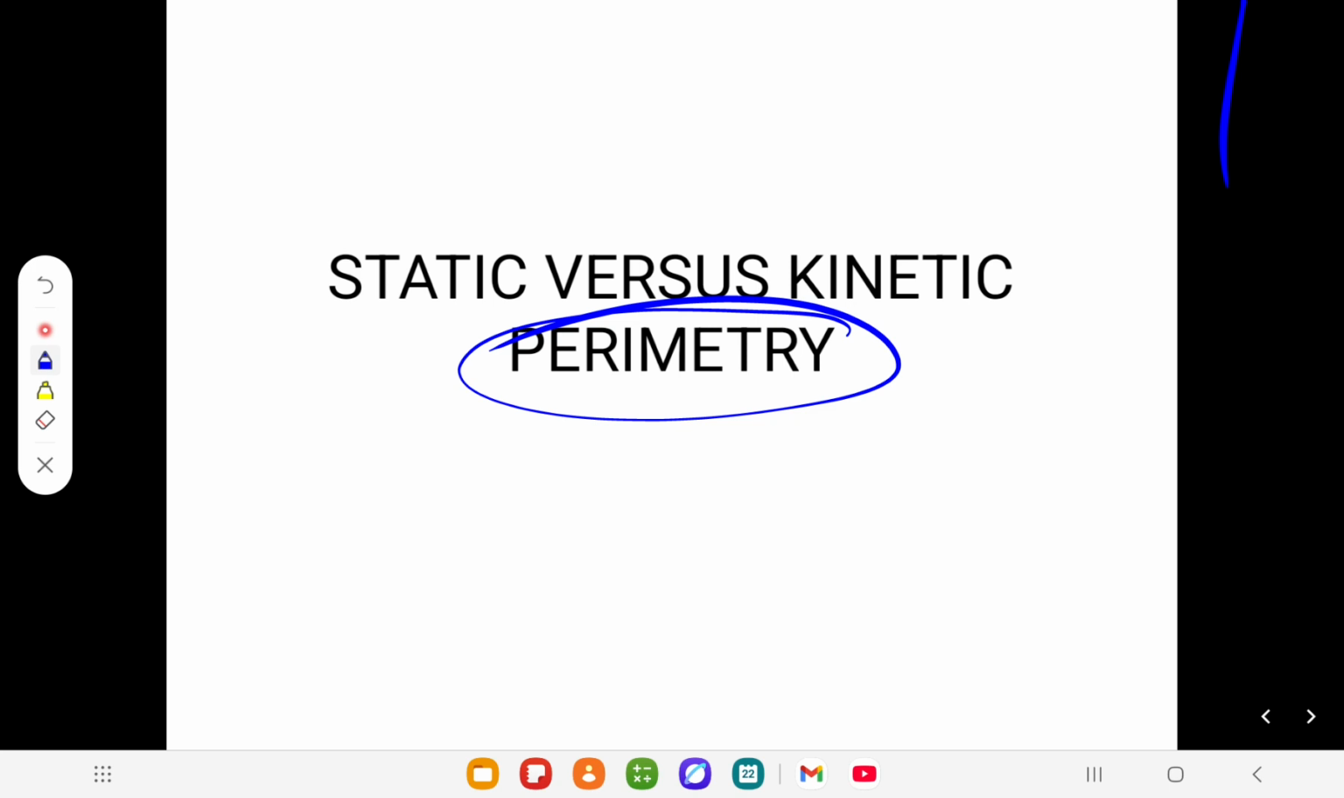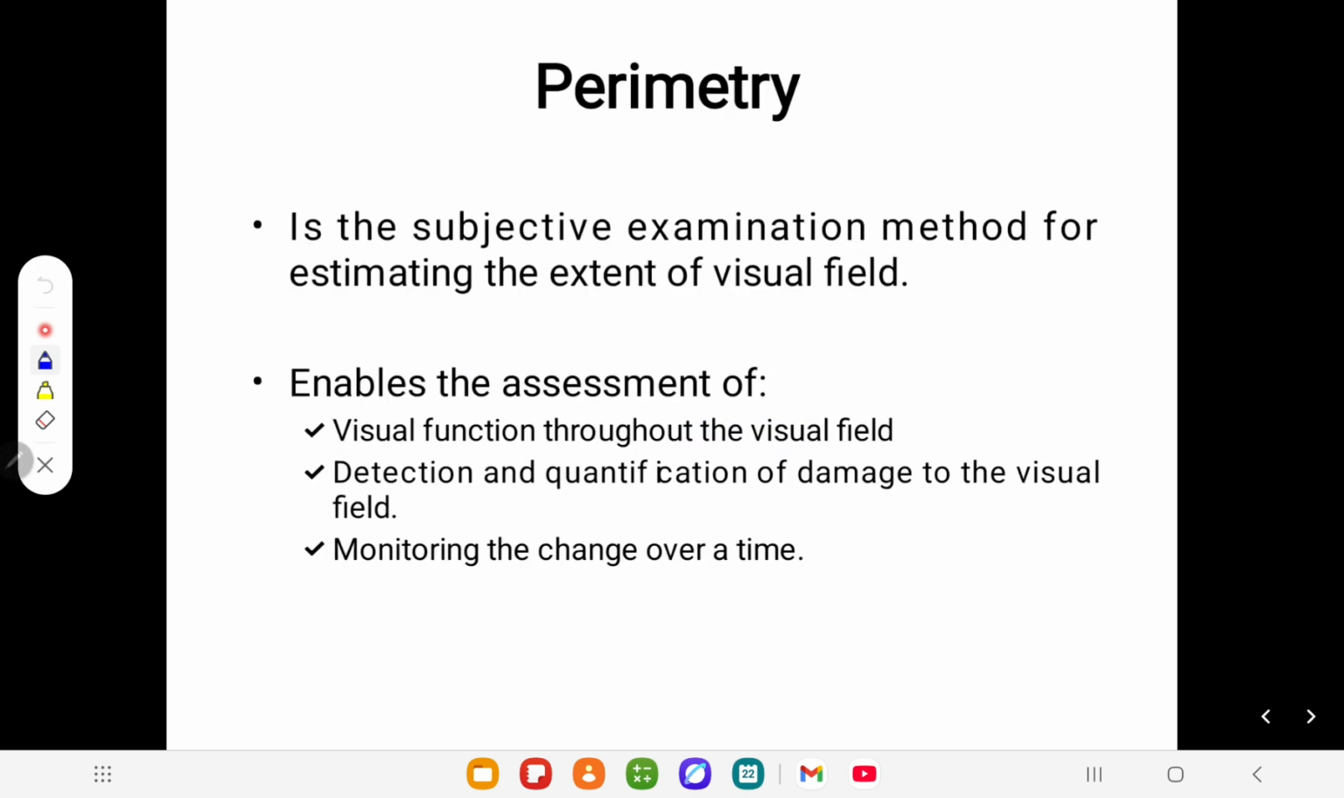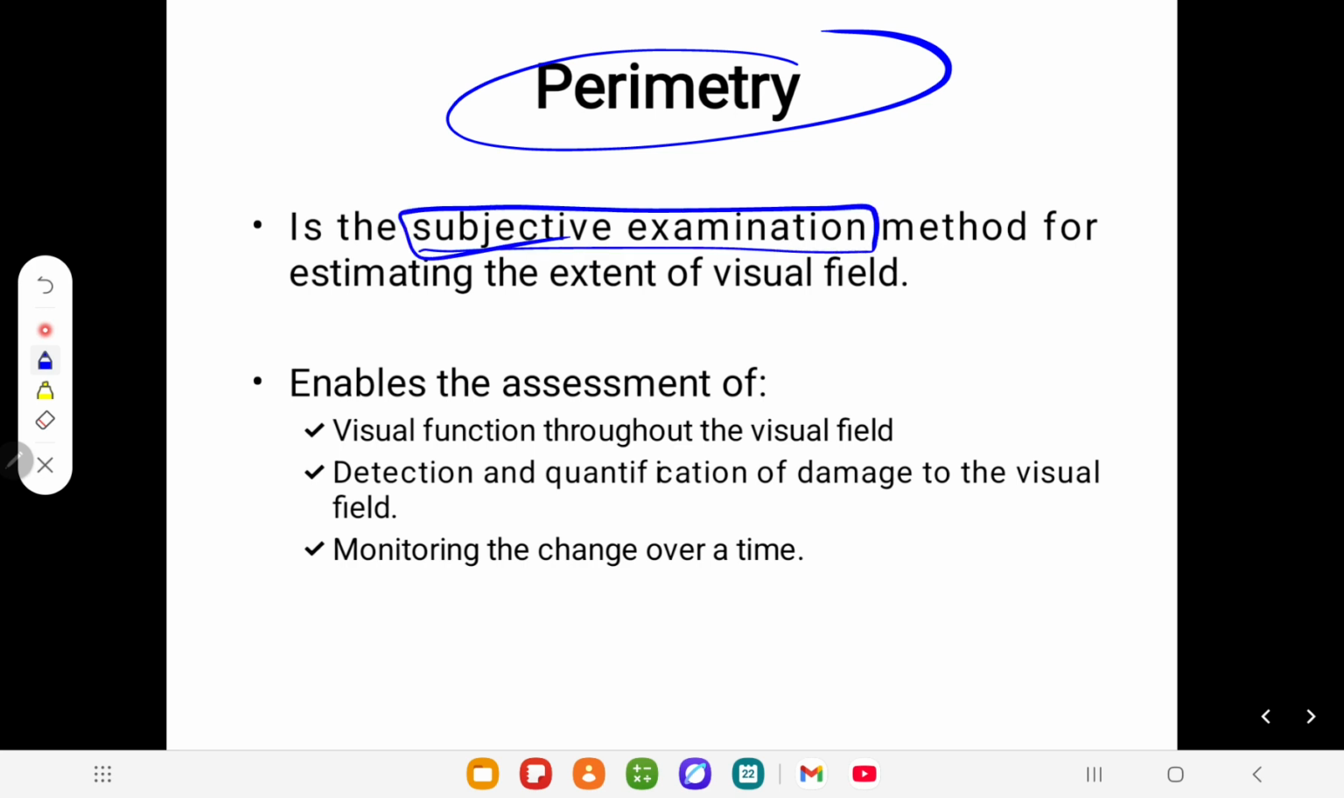Okay, let's move forward. So, what is perimetry? See, it's a subjective examination. Just understand this: it's not an objective examination. Yes, there are some methods, but this is a subjective examination. Subjective response matters. And what do we do? It's a method for estimating the extent of the visual field.